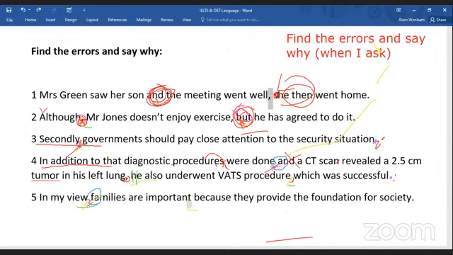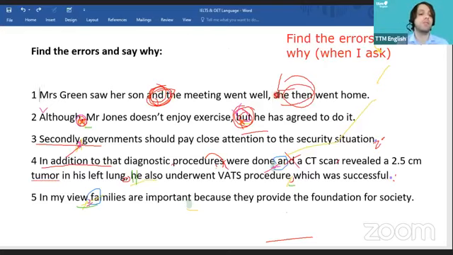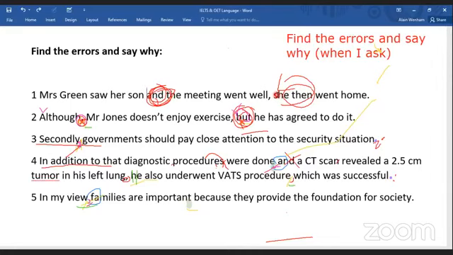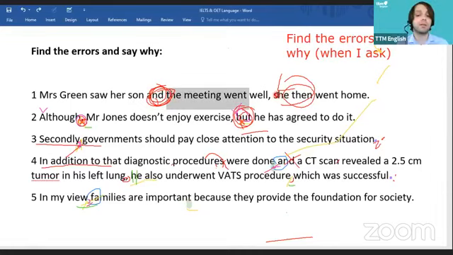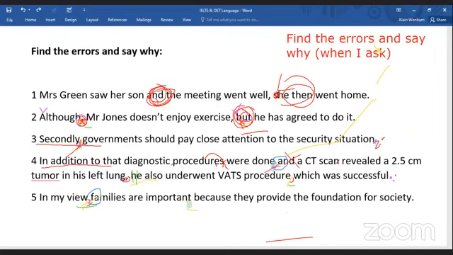All right, let's go back a bit then. Let's go back to this one. Mrs. Green, so there's subject and verb here, right? Mm-hmm. And do I need a comma around here? And the meeting went well? No, you should have put the comma after. Yep. We can put a comma in here, right?